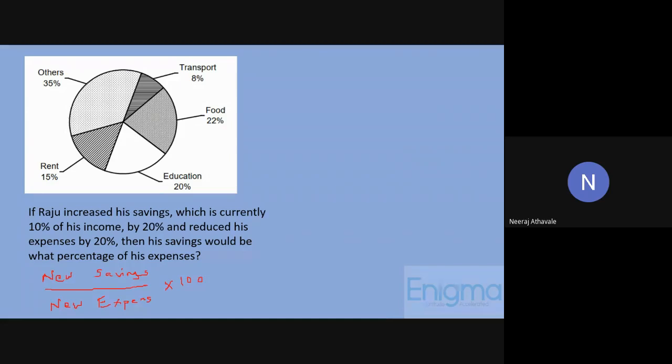60% is also wrong. Okay, so basically for this question, the pie chart above is of no use. Nothing is related to this thing. This question has no basis, no relation to the pie chart above. It's basically a simple percentage question. 15% is also wrong. Okay, I'll give you a hint.